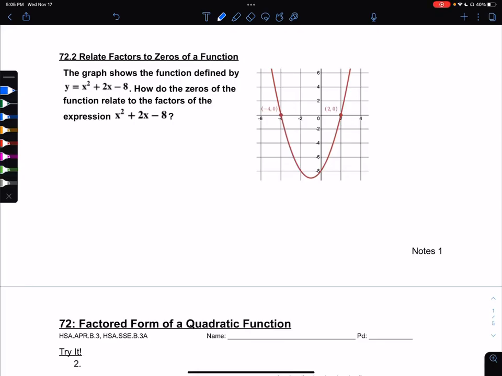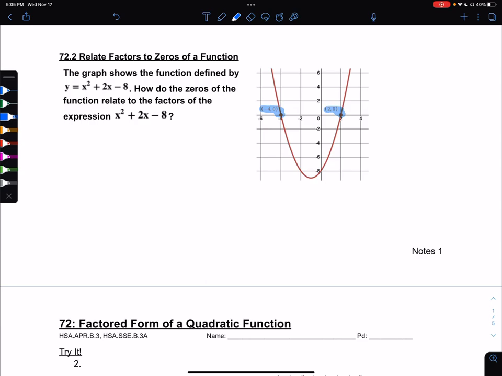In this video, we're going to look at topic 72, example 2, relate factors to zeros of a function. The graph shows the function defined by y equals x squared plus 2x minus 8. So this is the graph of that function. They've already got it graphed, and they've labeled the zeros. So we have this negative 4, 0 here and 2, 0. So it's where it crosses the x-axis.